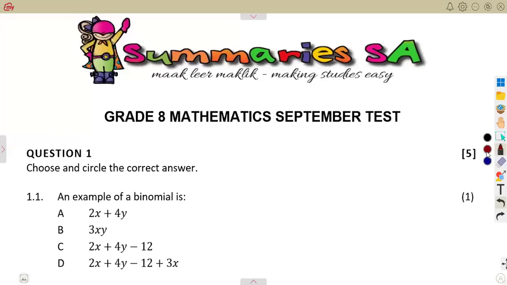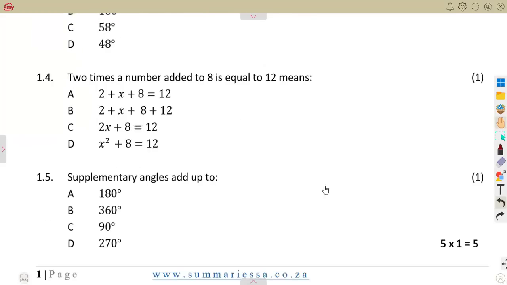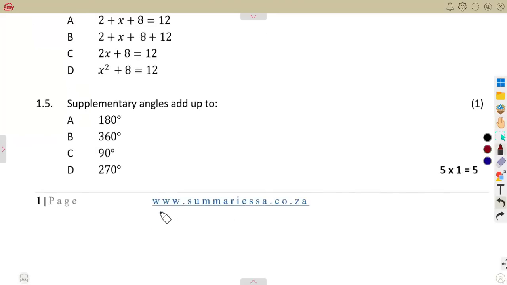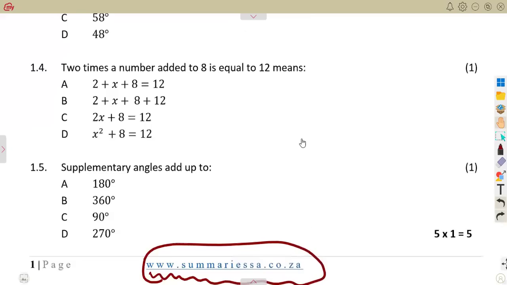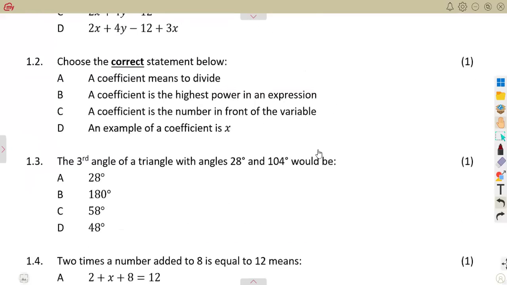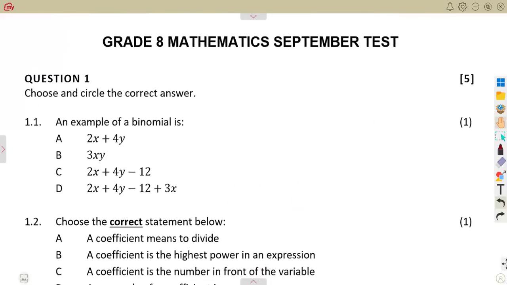So in this case, I want us to consider this typical test, which was for September. This is from the Summaries SA. If you want to buy your question papers, they actually sell question papers. You can check for yours there so that you can make your revisions easier. There are a lot of question papers there that you can consider. So this is for September that we are going to consider in our revision.